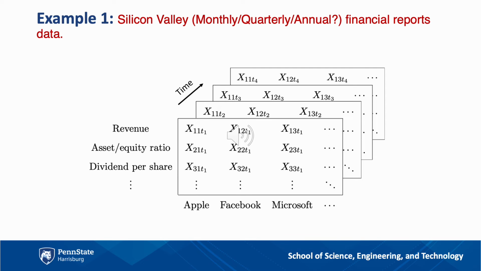This is some financial data from some big companies in the tech world. It has the companies, the kind of financial value, and then the time series, and it's represented in the form of a tensor. So instead of rows and columns, we have a third dimension representing the time.